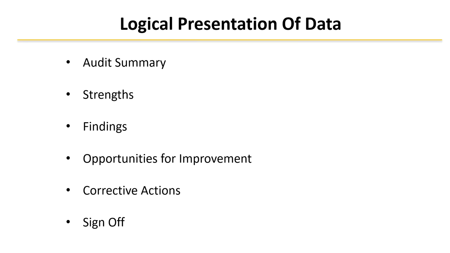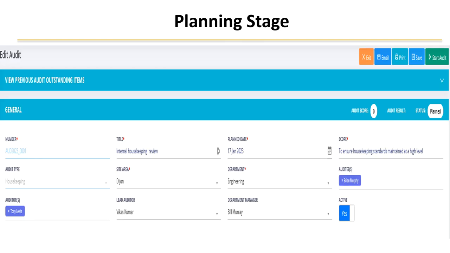You have a logical presentation of all the data, you get a good audit summary, you can see the strengths of what was uncovered during the audit, and then also the findings, which tend to be more the negative side of things. So you can generate opportunities for improvement or maybe comments, and from the findings, typically you will have corrective actions to go away and fix any issues that were uncovered, and then there's a sign-off process.